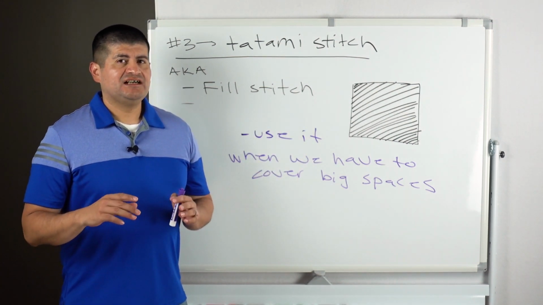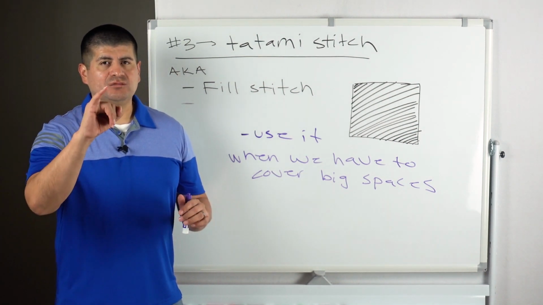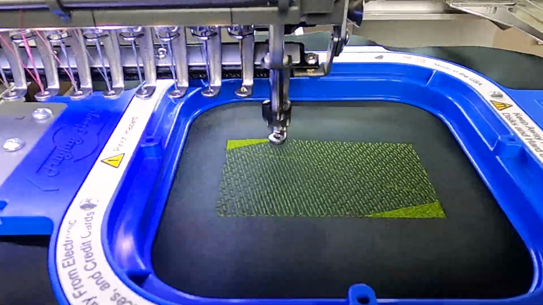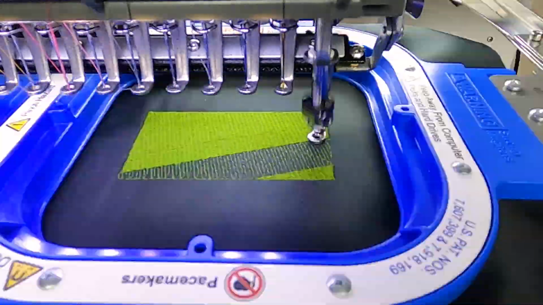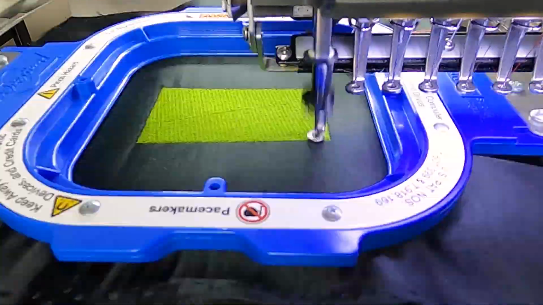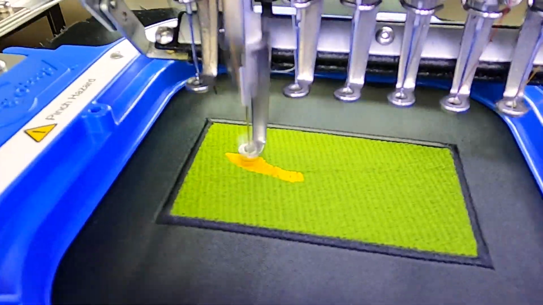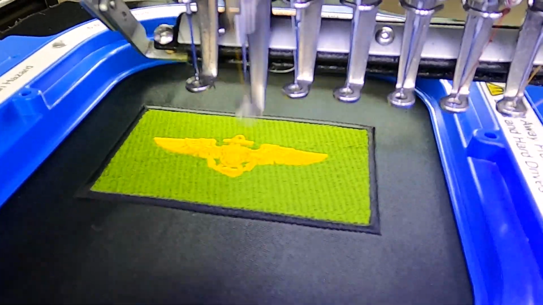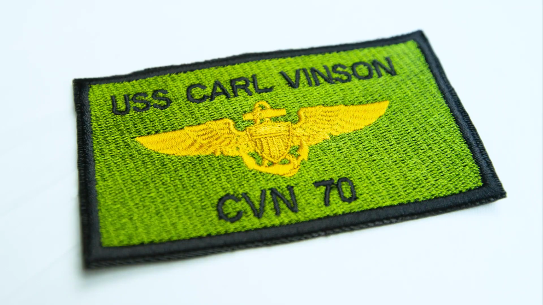Let me show you an example of us working all three stitches: running stitch, tatami stitch, sand stitch. Here's a sample of a patch which starts with a tatami stitch to cover the entire base, followed by a sand stitch as the border. Then we use sand stitches and travel stitches to make our wings all in one stitch, and our text is finalized with thin sand stitches. This is the final product, and as you can see, the details came out great.